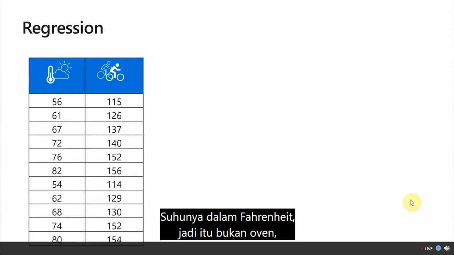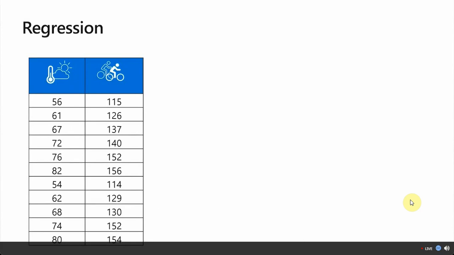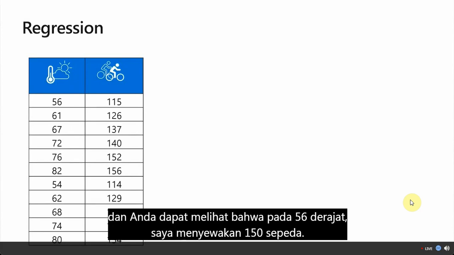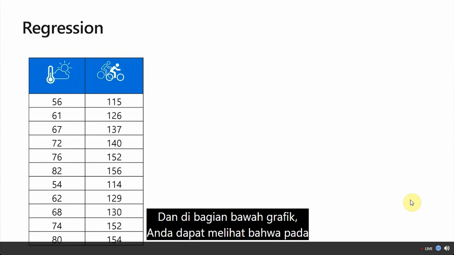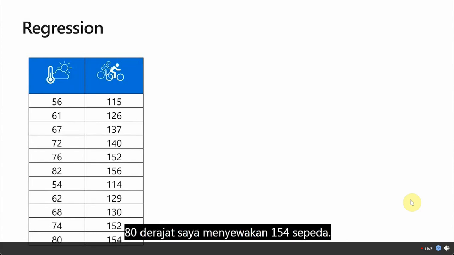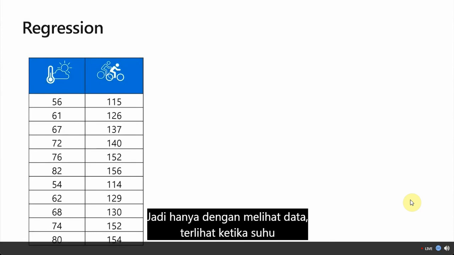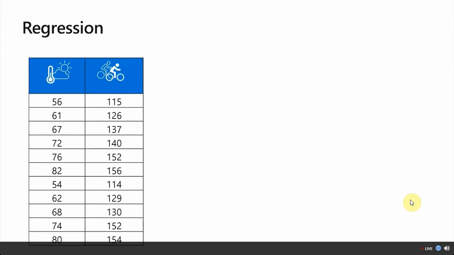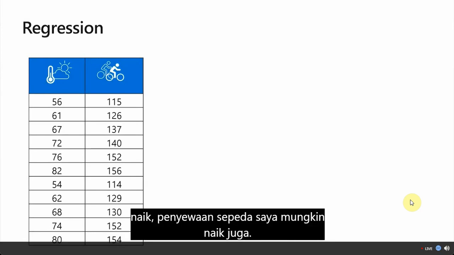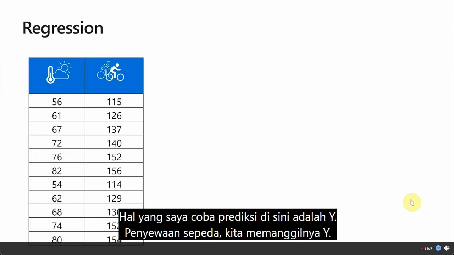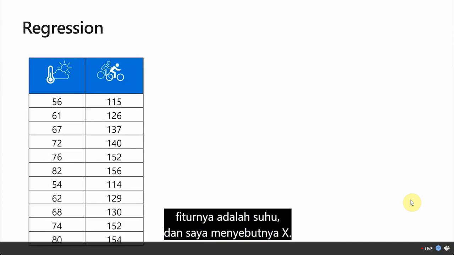It's in Fahrenheit, the temperature, so it's not in an oven. And you can see that at 56 degrees, I rented out 150 bicycles. And at the bottom of the chart, you can see that at 80 degrees, I rented out 154 bicycles. So already just looking at the data, it seems that when the temperature goes up, my bike rentals might go up as well. So the thing I'm trying to predict here is the bike rentals, and we're calling this Y, and the feature is the temperature, and I'm calling this X.